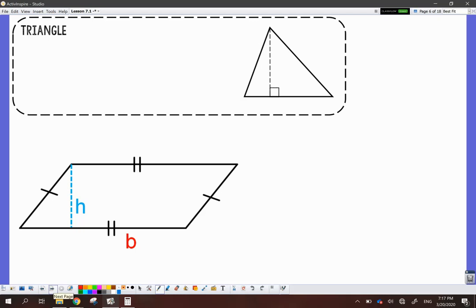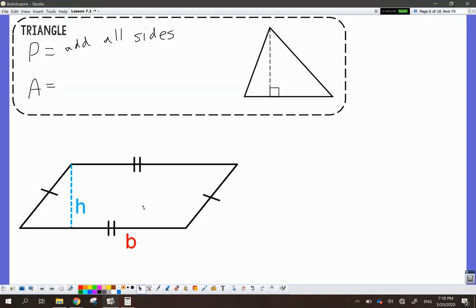Here is a triangle. I want to go through and show you guys why the formula of an area of a triangle works. Now, for perimeter of a triangle, we don't have any special formula that's going to help us out. So for the perimeter, we're just going to add all the sides together. But for the area, we do have a formula.